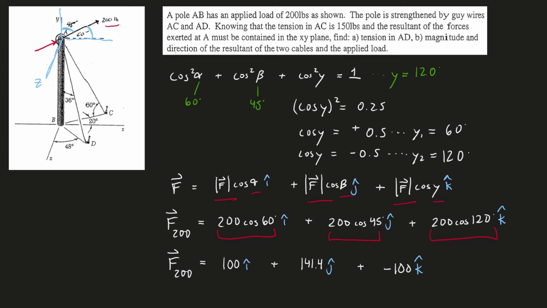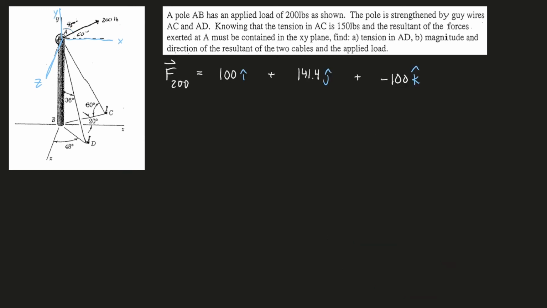And just always make sure the numbers match the picture, the visualization. Like we talked about, this 200 vector is pushed into the screen, into the negative z direction. So it makes sense that its z component is negative. Because the question says that we know the tension in AC, we'll write that vector in Cartesian form next. And here it is, AC.